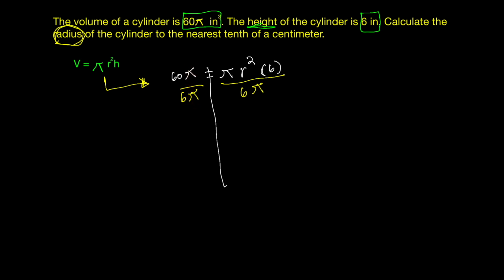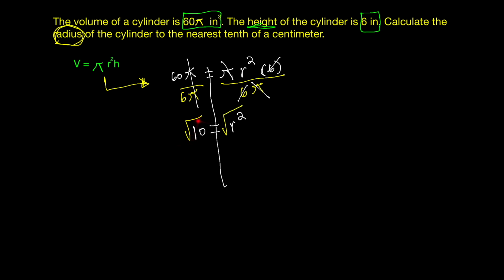Now on the left hand side, the pi's are going to cancel out. And then 60 divided by 6, that's going to give me 10. On the right hand side, the 6's are going to cancel out, the pi's are going to cancel out, so I'm left with r to the second power. In order to undo a second power, I'm going to have to take the square root of both sides. So I got to get the square root of 10, I got to get the square root of r squared.